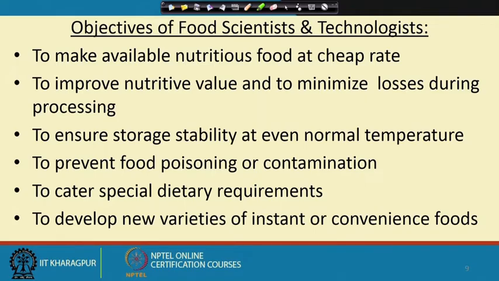Then to cater special dietary requirements, somebody may need high carbohydrate and low protein, somebody may need high protein and low carbohydrate, minimum fat, right. So, depending on the requirement, your supply also has to be accordingly. So, you have to make food in that way, such that you can cater as the requirement is coming. Then to develop new varieties of instant and convenient foods.